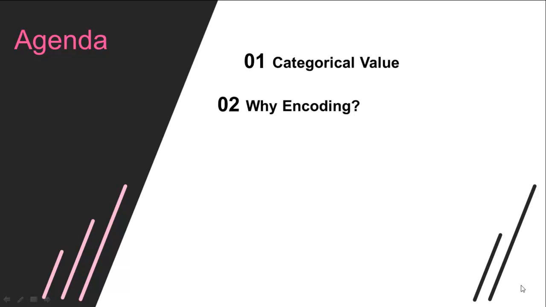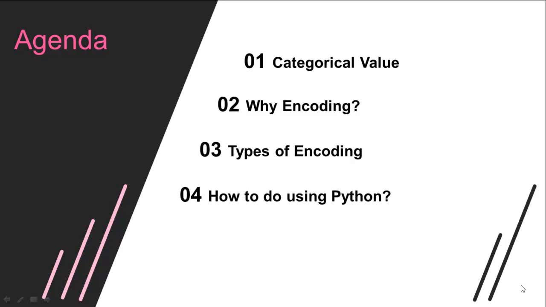So this is the agenda. We'll see what a categorical value is, why encoding is required, and the different types of encoding that are available. And as usual, we'll move on to implement the same concepts using Python.